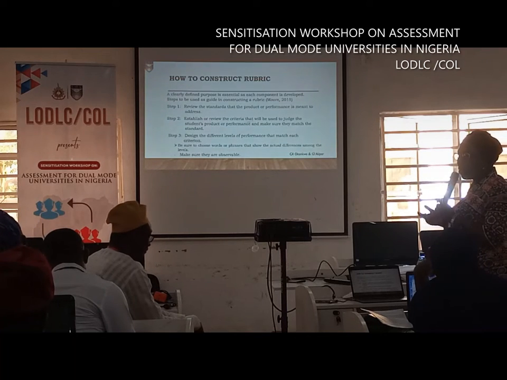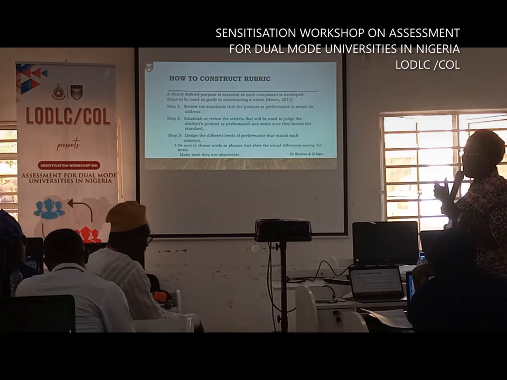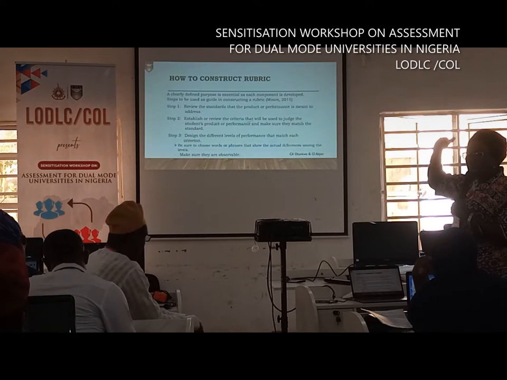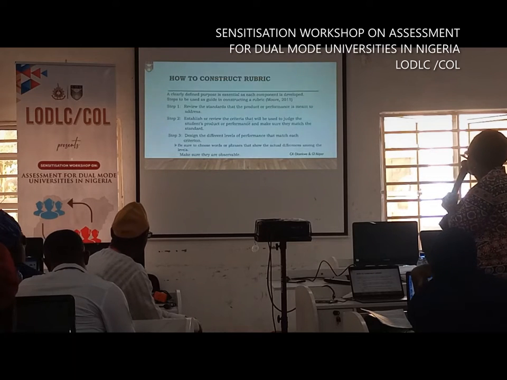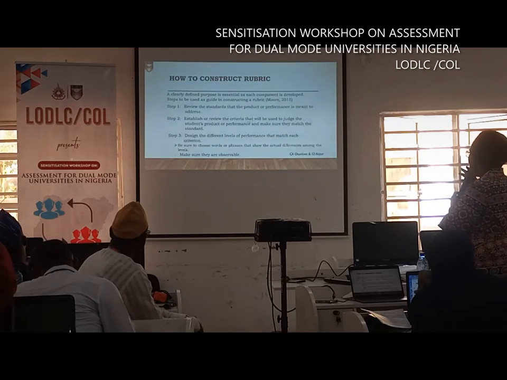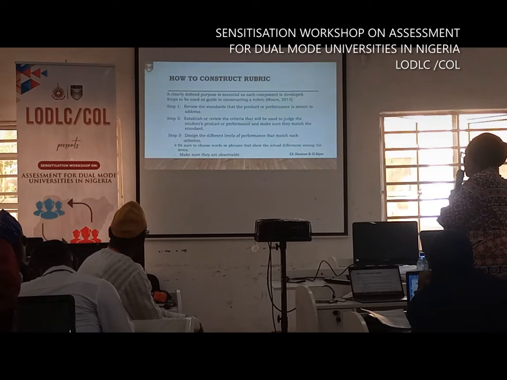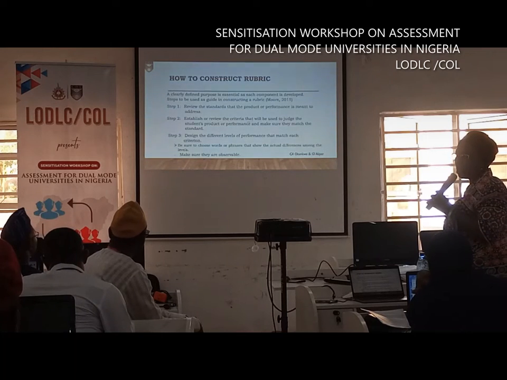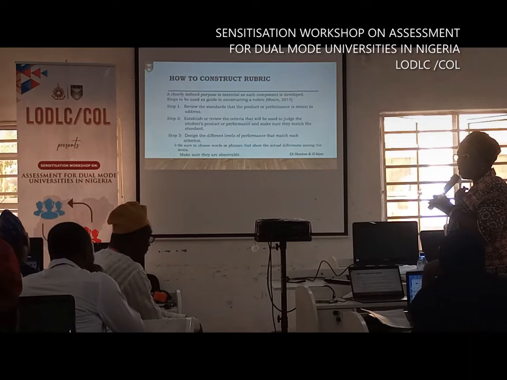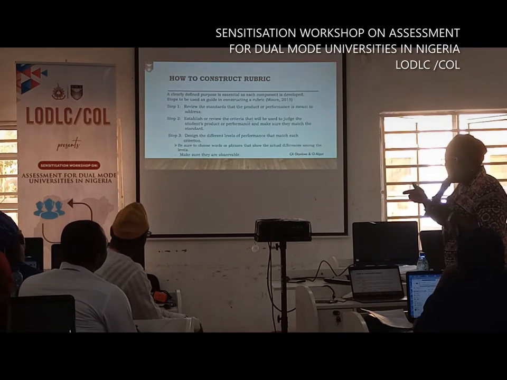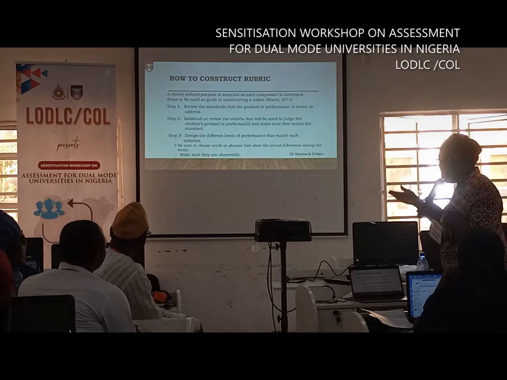Those of us in professional areas will understand this better. When you are teaching anything, there is a standard in that profession that you want your students to attain. Review the standard that you want the student to achieve by performing that task. That's step one. Step two: establish or review the criteria that will be used to judge the student's progress or performance and make sure they match the standards. I want my students to add 2 digit numbers. That's my standard. I'll give them tasks that will enable me to see if they are actually able to add 2 digit numbers.